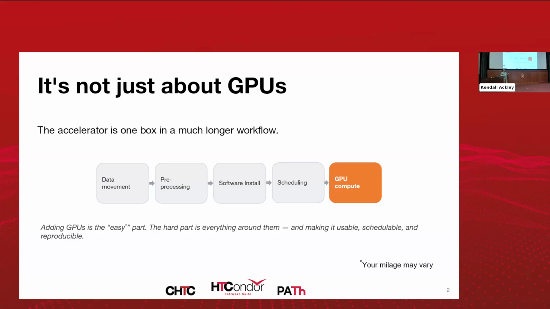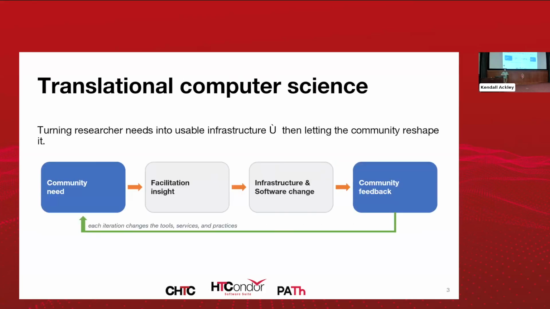And so I put "getting a GPU is easy" in quotations. Try and get an H200 today, you're going to have a hard time. But this presentation focuses on all the other stuff that we have to do in order to get that job to successfully run on a high throughput system. Throughout the talk, we'll be going over how we're using this concept of translational computer science, having that constant feedback with our community of users that feeds back into how we change our practices, our infrastructure, and our software here at CHTC in the Path facilities.